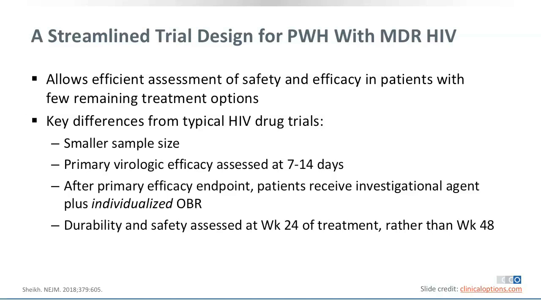And in this trial, the efficacy and safety analysis was conducted at 24 weeks, rather than the typical 48-week assessment that we see in other drug trials. So really the summary here is that the trials that are used to examine agents for patients with multi-drug-resistant HIV tend to be smaller, they tend to be conducted with less time to follow up, and their efficacy endpoints tend to occur earlier than in other types of drug trials.